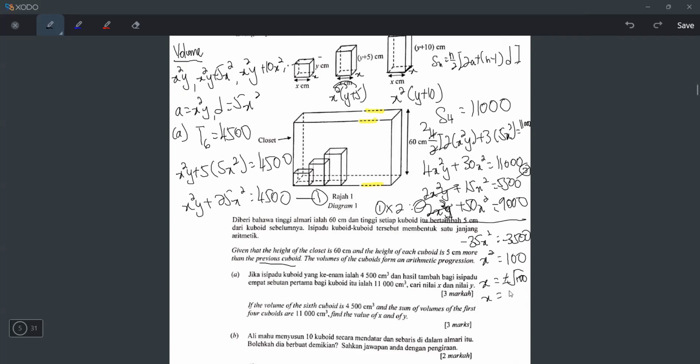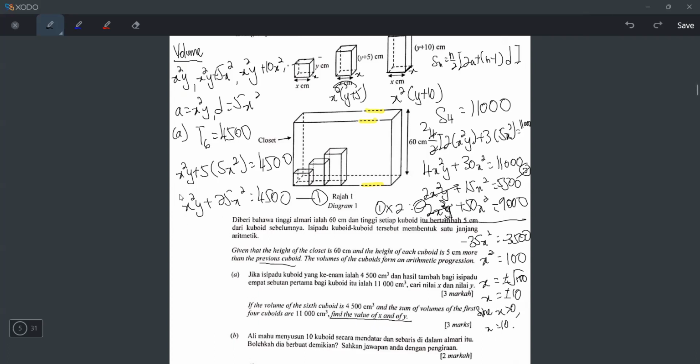So x equals plus minus 10. But x is the length and it's also the breadth. So how can this be negative 10 cm? Since x has to be bigger than 0, x is equal to 10, right? But is that what they want? Find the value of x and y. So yes, they want the x, but they also want the y.